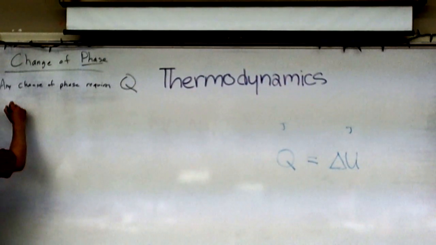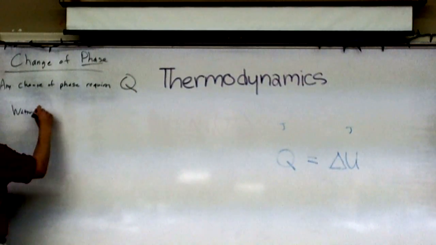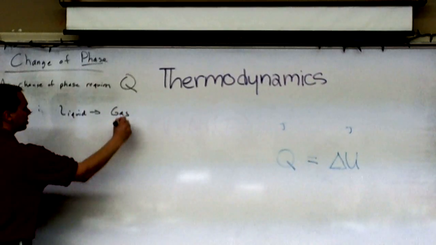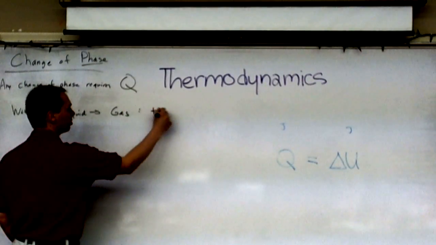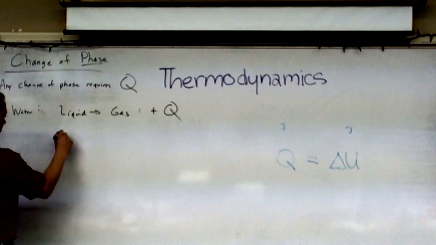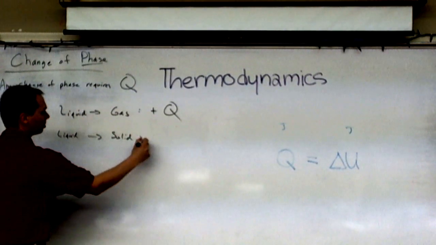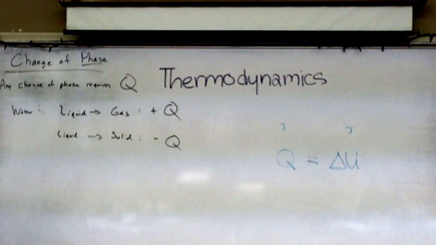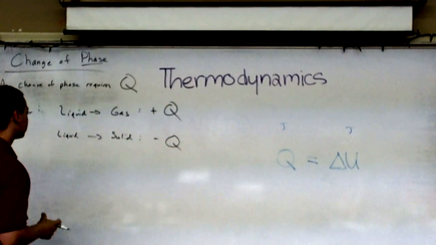So if we go from liquid water, let's think about water here. If it goes from a liquid to a gas, what did it need to get there? Q. It needed to add Q, right? What if it wants to go from a liquid to a solid? It needs a lack of heat. Right, it needs to lose heat, exactly. Negative Q. It needs to lose heat. Where does the heat go? Somewhere else, to something else.